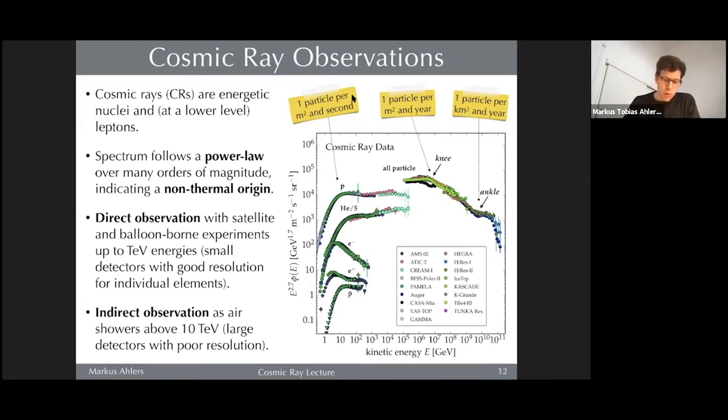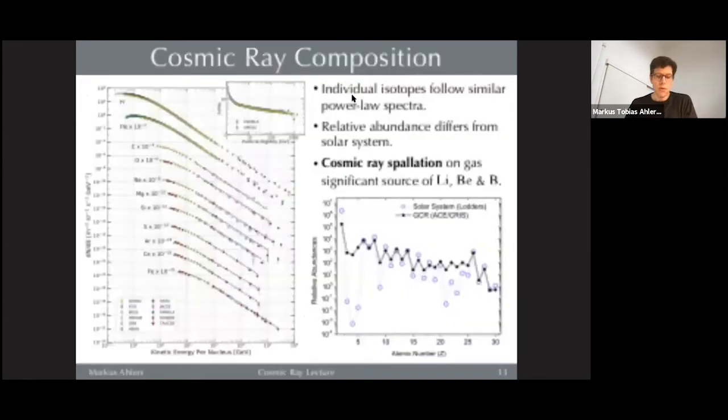So in terms of composition, you already see here some of the composition in terms of proton, helium, electron, positrons, and also antiprotons. So there's a small contribution of antimatter in cosmic rays. With the space-based experiments and balloon experiments, you can also look for a much wider composition of cosmic rays. And this is shown here on the left-hand side.